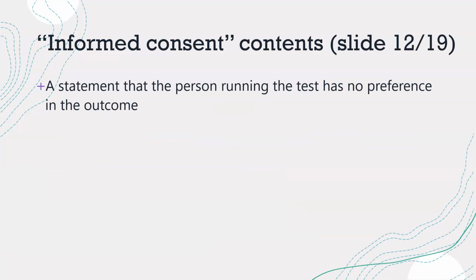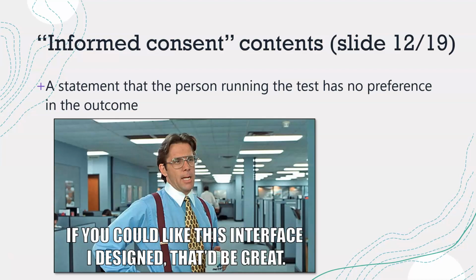You need to include a statement that the person running the test has no preference in the outcome of it. So if a manager who has power over the project is running the test, oh gee, is that really disinterested? No, it's not. Is the designer who is running the test? Oh no, my baby, you're telling me my baby is ugly? Well, that's not good. So you always want to have somebody running the test who doesn't have a stake in the outcome.